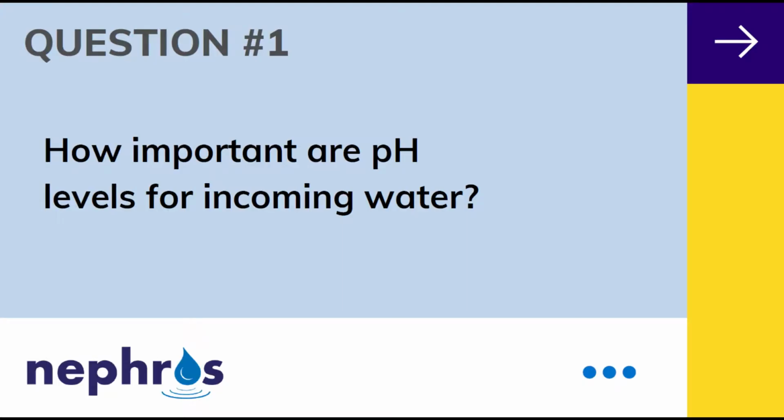How important are pH levels for incoming water? Well, pH is really quite important for the stability of the chlorine disinfectants that is used in water. For example, if you have free available chlorine, the pH should be closer to neutral in order for that free available chlorine to work its best. Likewise, if you combine the chlorine into monochloramine, it needs a higher pH to work better.